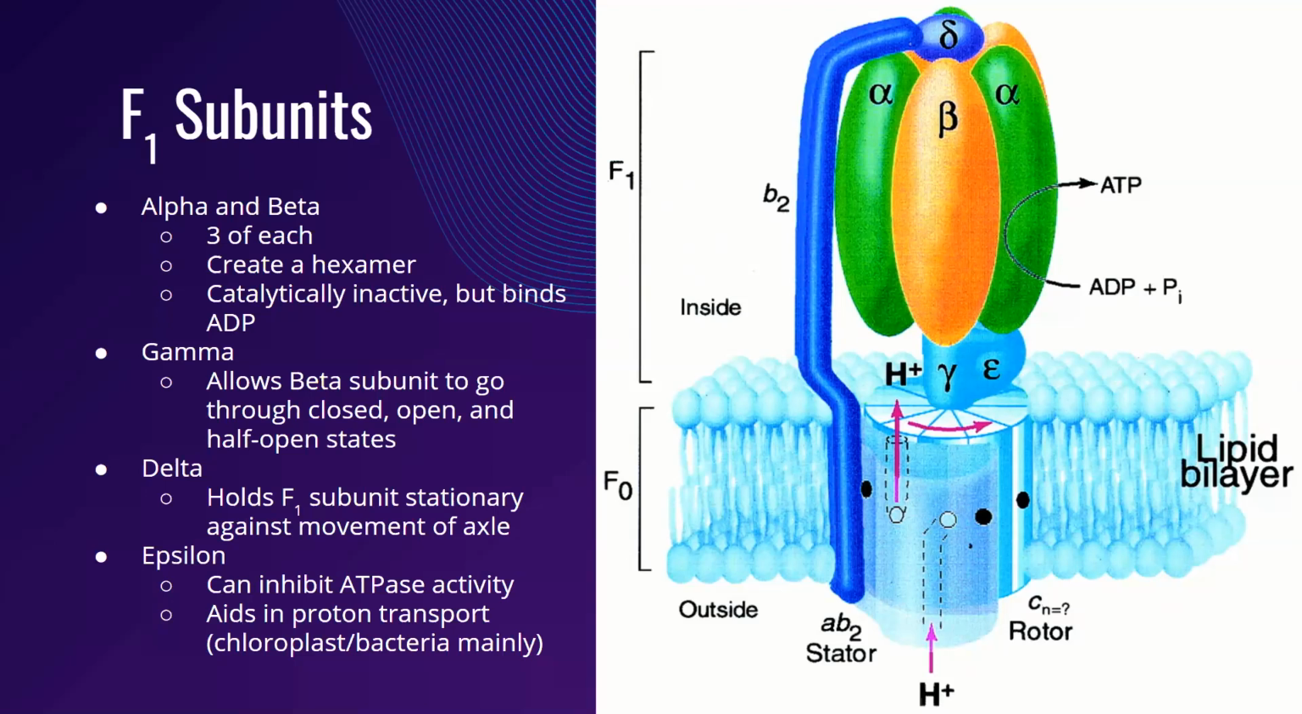And finally, there's something called the epsilon subunit, and this can actually inhibit the ATPase's activity. What this means is that if this epsilon subunit is activated, then it kind of puts the brakes on this enzyme and stops it from doing that rotation so that it pumps out ATP. This epsilon also aids in proton transport in chloroplasts and bacteria mainly. This proton transport is kind of like the energy, if you may, that drives this motor.